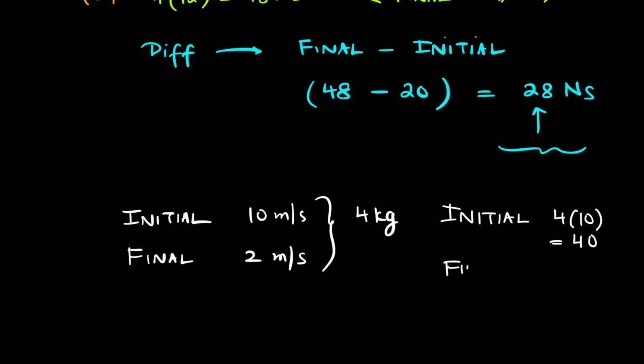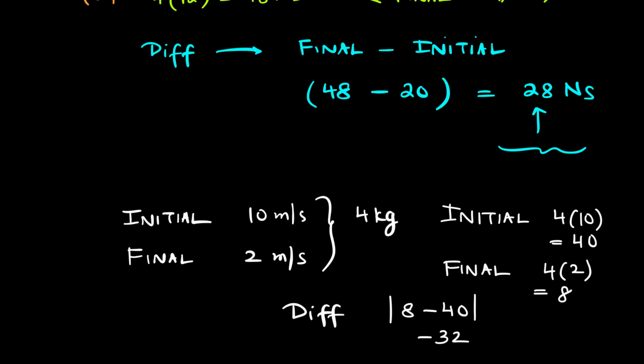The final momentum is 4 into 2, which is 8. The difference is final minus initial, 8 minus 40, which is 32. But I'm putting in the modulus sign, the absolute value sign. So therefore, I'm taking the magnitude. I'm discarding the negative sign. That comes out to be 32 Newton second.